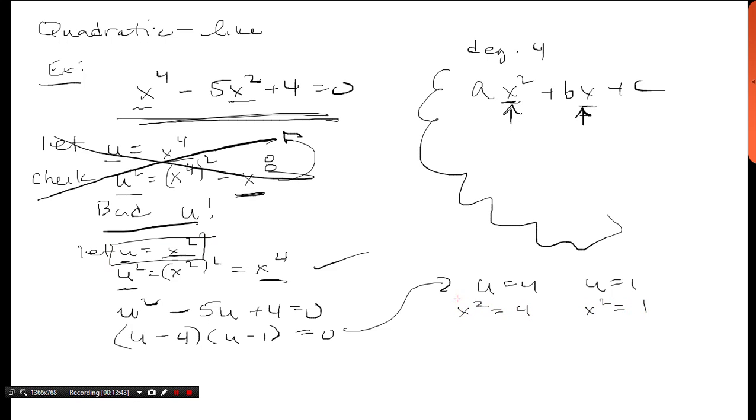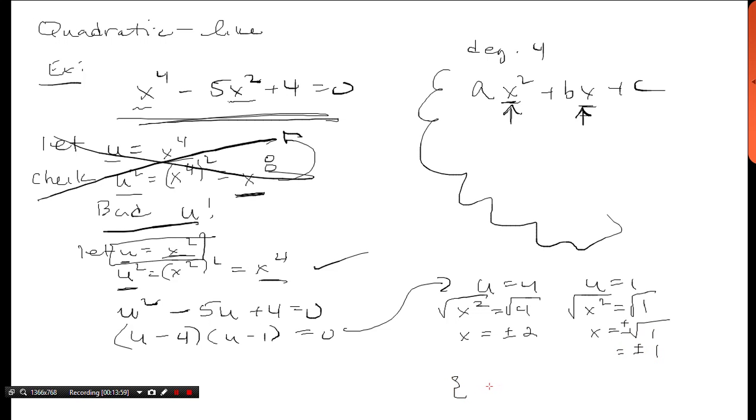When something's degree 2 and you square root it, here's the big thing: don't forget the plus or minus. So this is plus or minus 2, and this is going to be plus or minus 1, and you end up having 4 solutions.